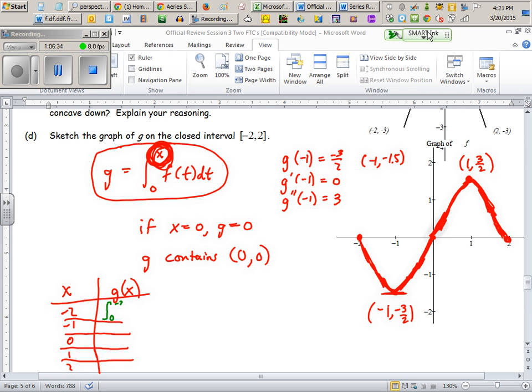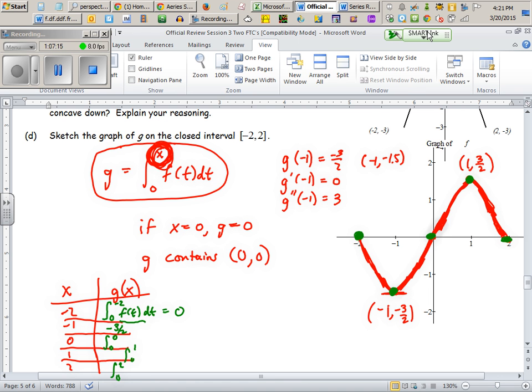So you can just go, the integral from 0 to -2 of f of t is the area between 0 and -2. And this actually comes out to be 0. If you look back at your original graph, you'll see the area between 0 and -2 actually cancels out perfectly. So this point is -2, 0. If you integrate to -1, you get the -3/2. We did that back in part A. Obviously, if you integrate from 0 to 0, you're going to get 0. If you integrate from 0 to 1, you're going to get this 3/2. And if you integrate from 0 to 2, you're going to get 0 again.